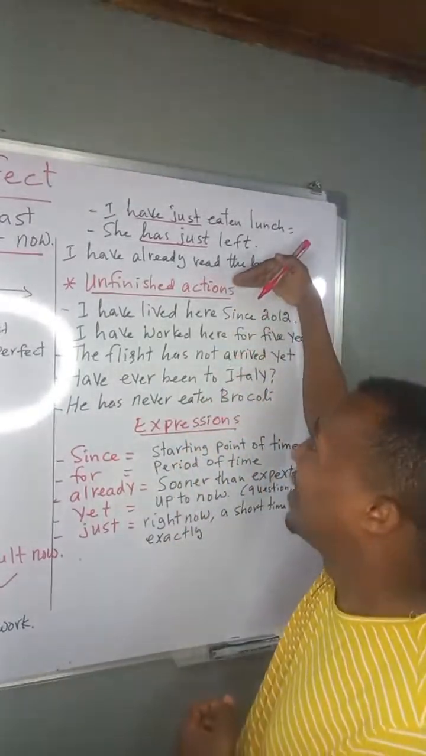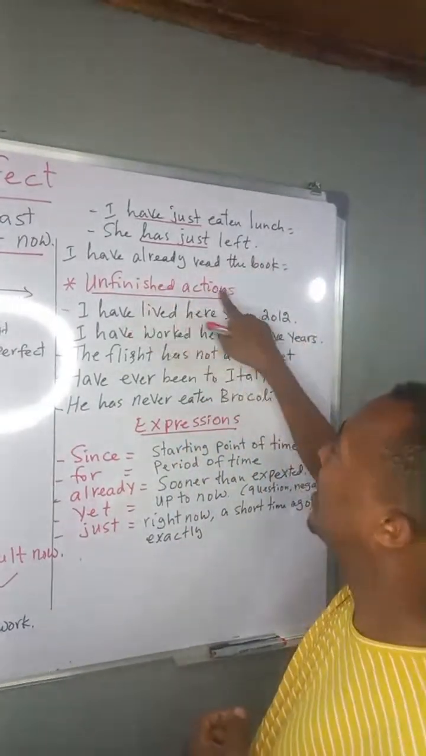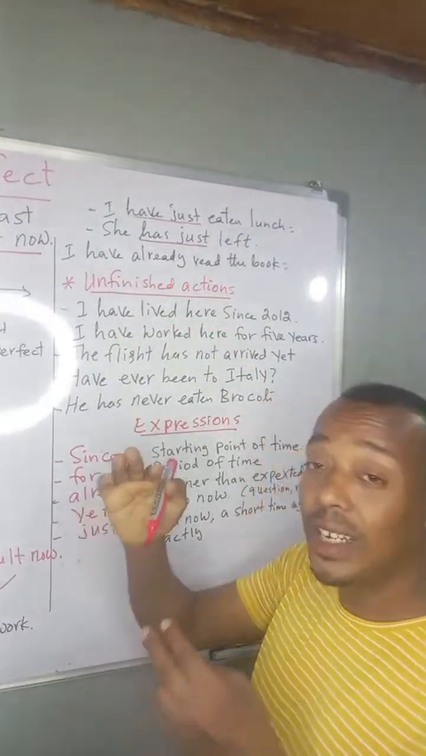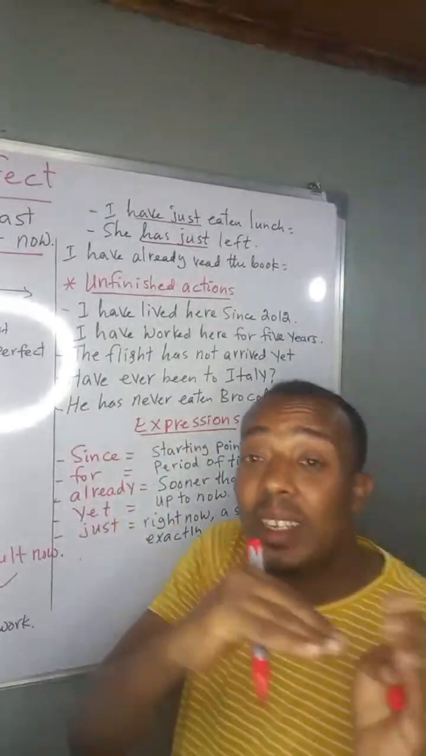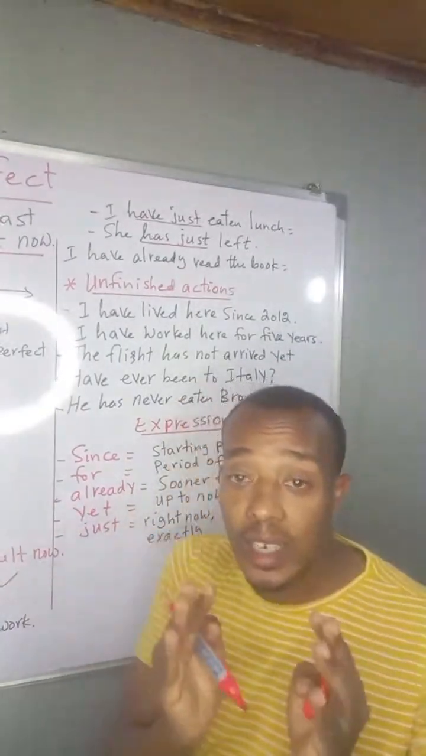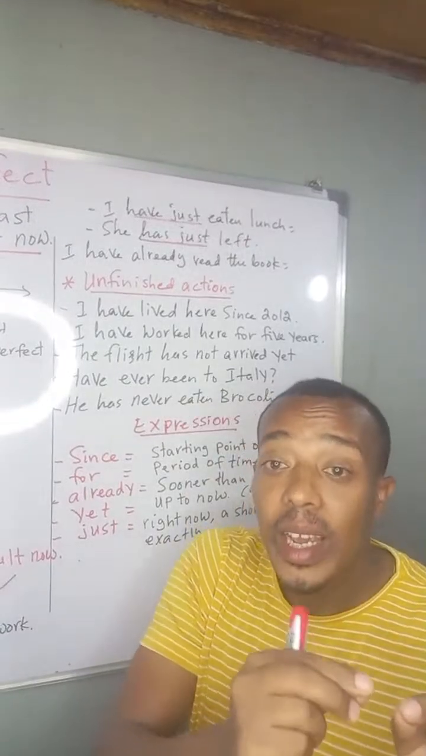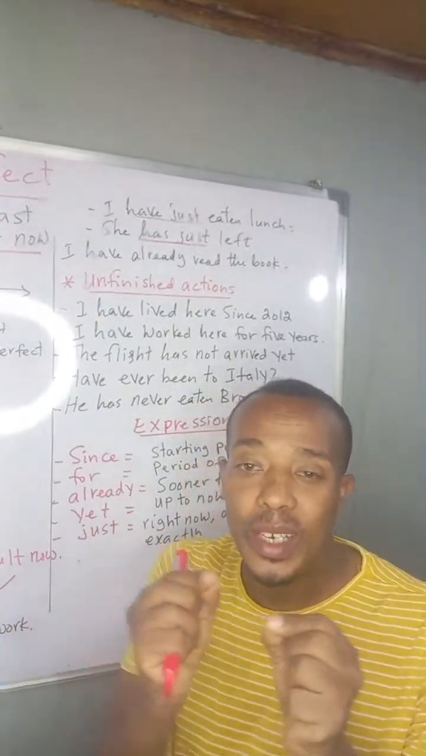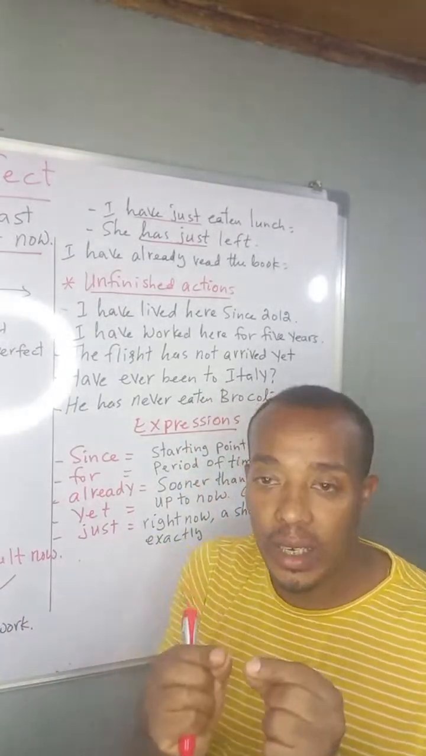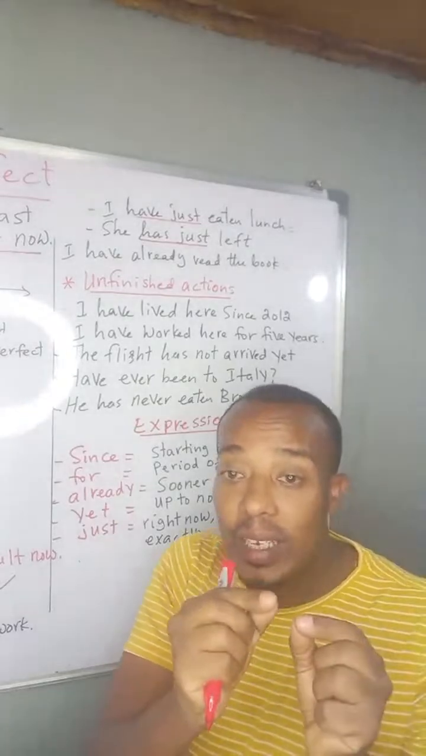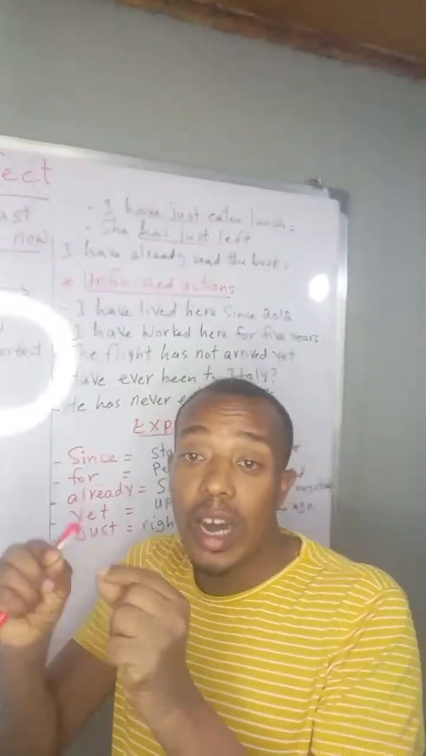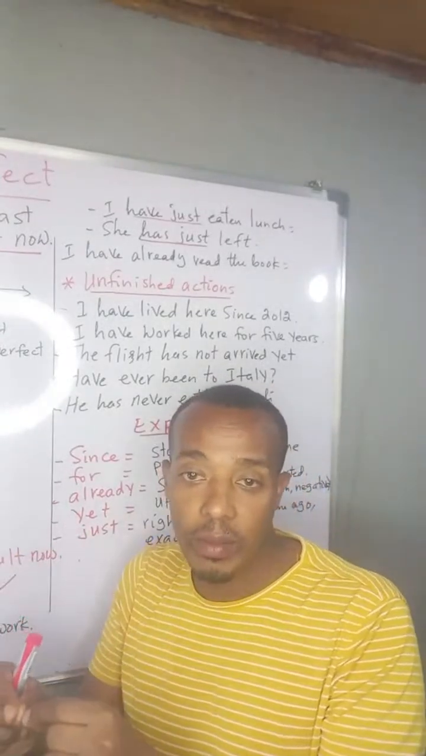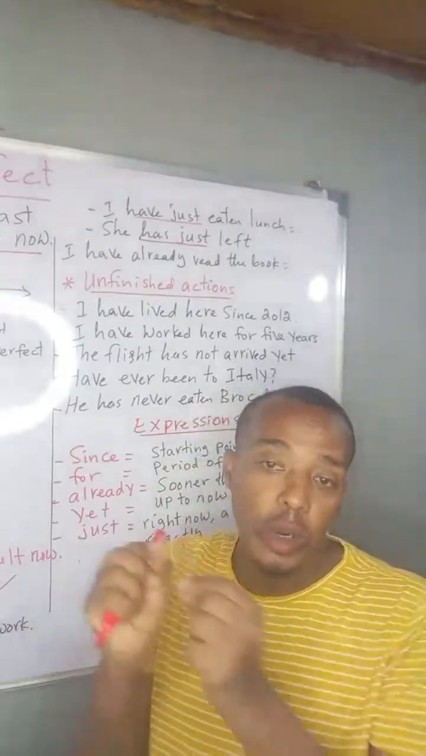The second use of present perfect is unfinished action. Unfinished actions, which means an action that started in the past and is still going on. An action that started in the past and continues up to the present. We use present perfect tense for an action that started in the past and continues up to now, till the present time, or is still going on.